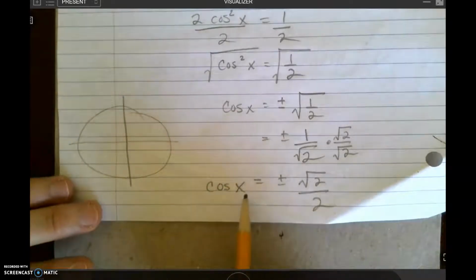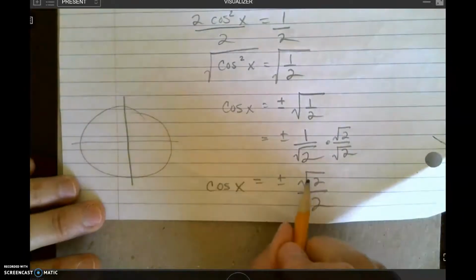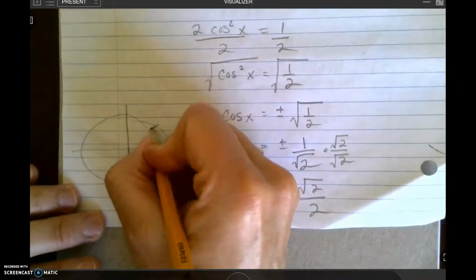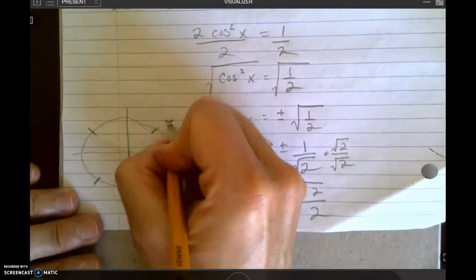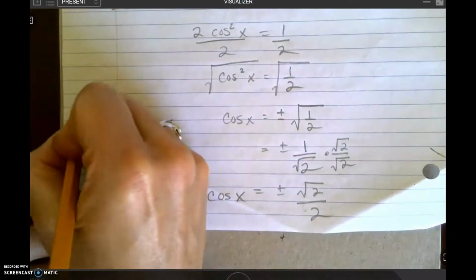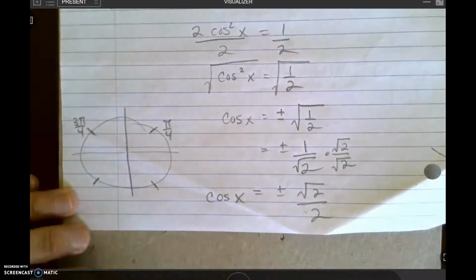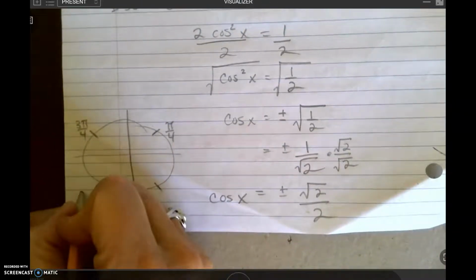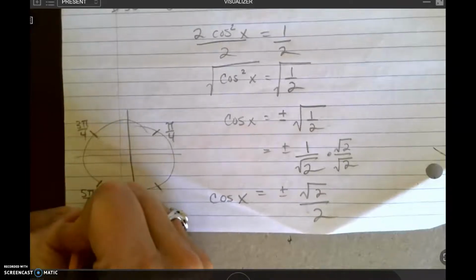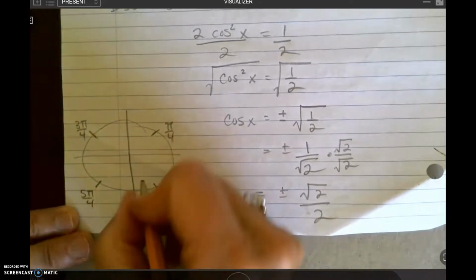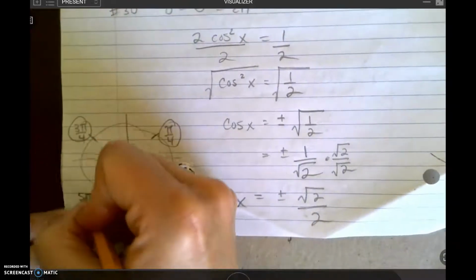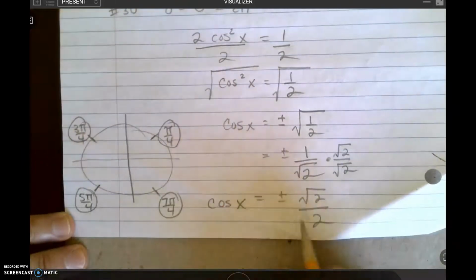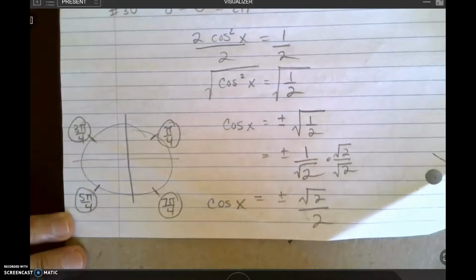And my cosine, which is my x-coordinate, is square root of 2 over 2, positive or negative, at my pi over 4 family, which is pi over 4. This is at 3 pi over 4, that's where it's negative. And then over here at 5 pi over 4, it's negative. And back here at 7 pi over 4, it's positive. So I have 4 answers because it's plus or minus the square root of 2 over 2.